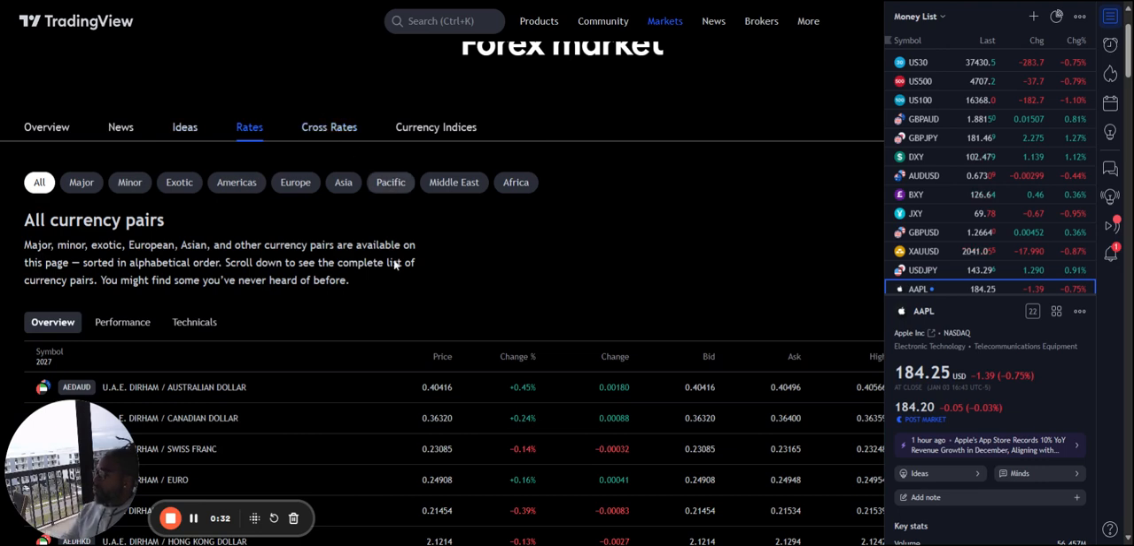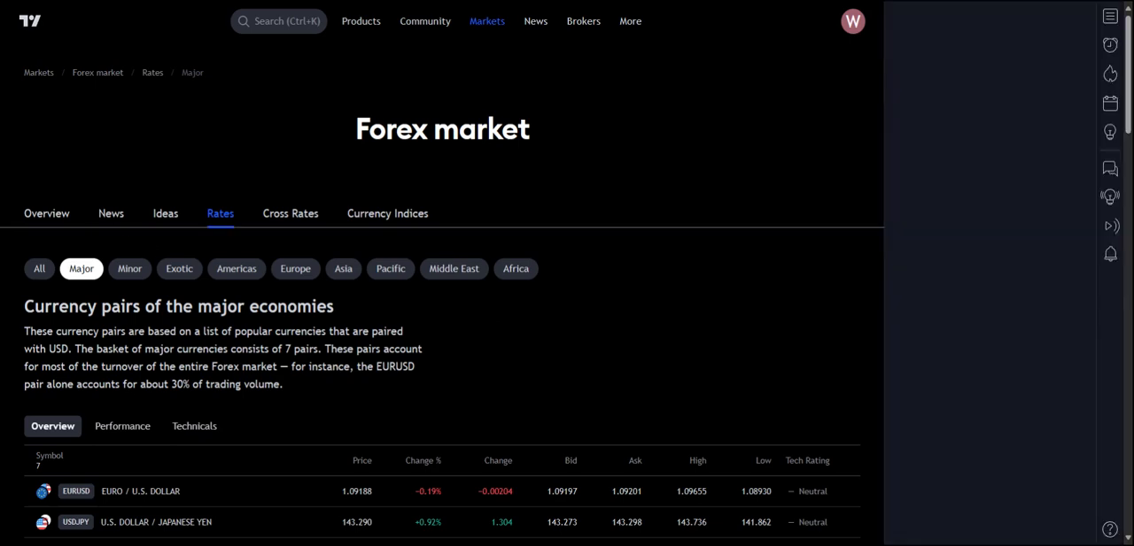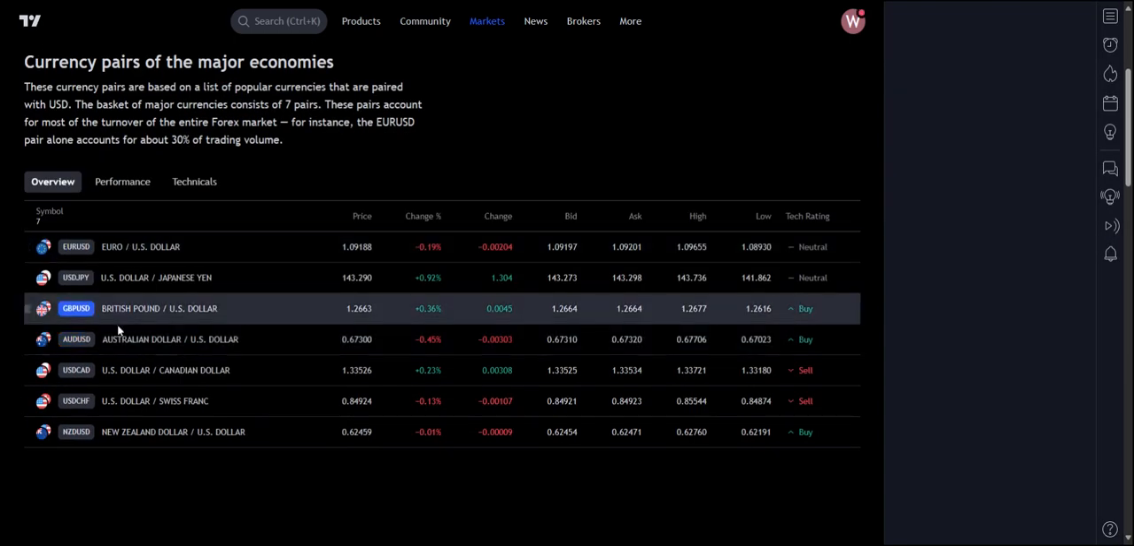As we move further into this conversation, you're going to understand that currencies come in different categories: major currencies, minor currencies, exotics, Americas, Europe, Asia, Pacific, Middle East, and Africa. For the most part, in the US, a lot of people are typically looking at the majors. Major pairs are pairs that include the US dollar, so you're always going to see the US dollar somewhere in that pairing.